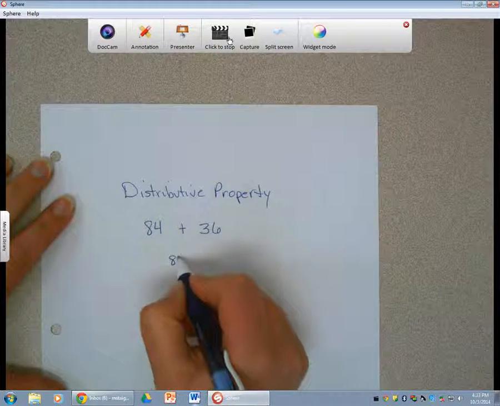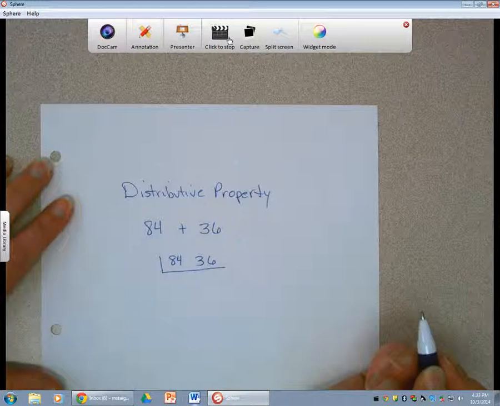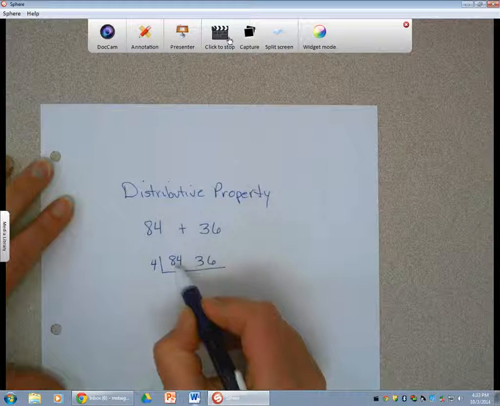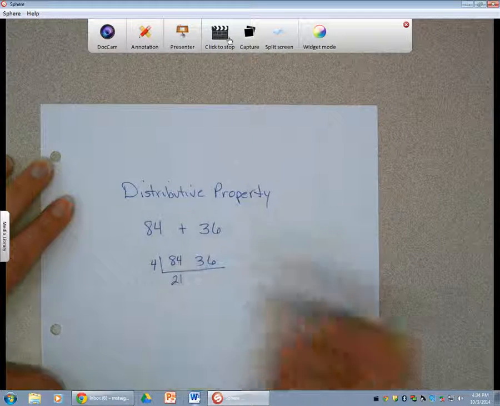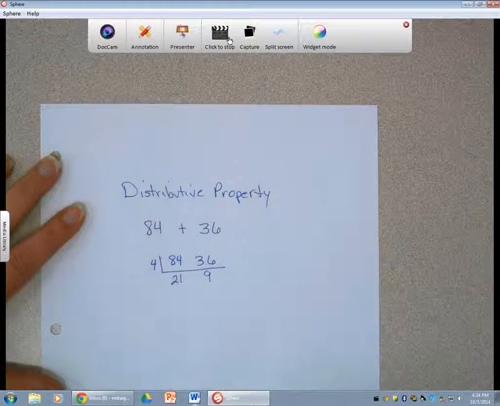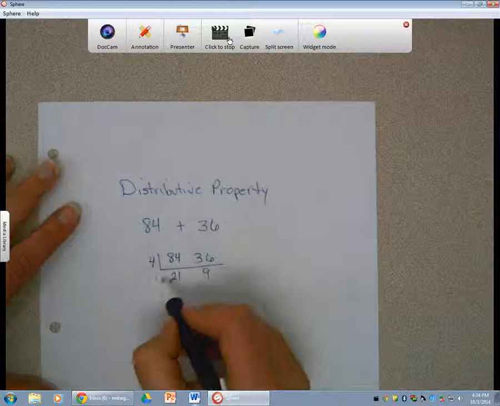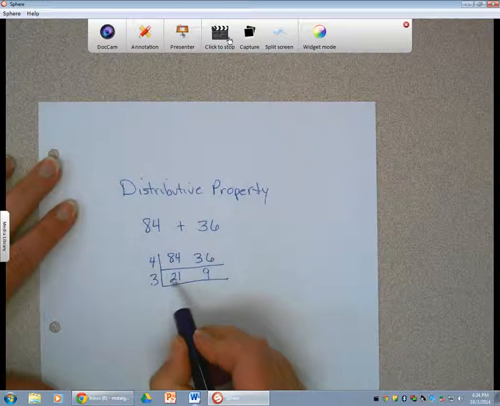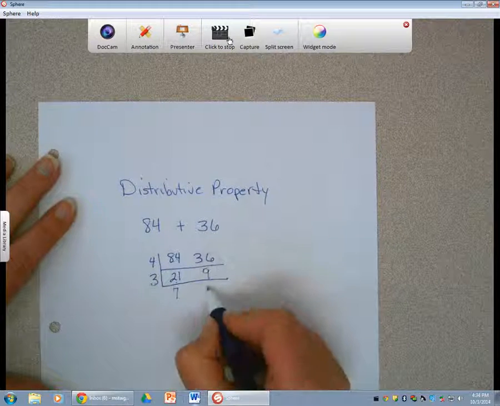So I do my cake method for 84 and 36. First thing I see right away is 4. So we'll do 84 divided by 4 is 21, and then I know right off the top of my head that 4 times 9 equals 36. Now I look at 21 and 9, and I remember that they have a common factor of 3. So 21 divided by 3 is 7, and 9 divided by 3 is 3.